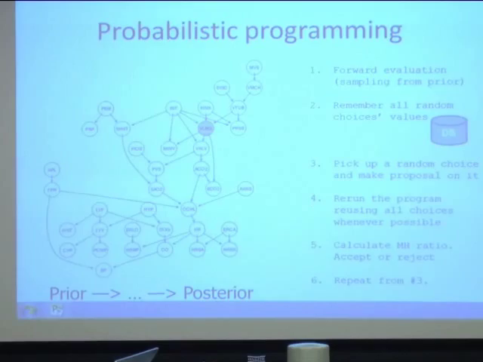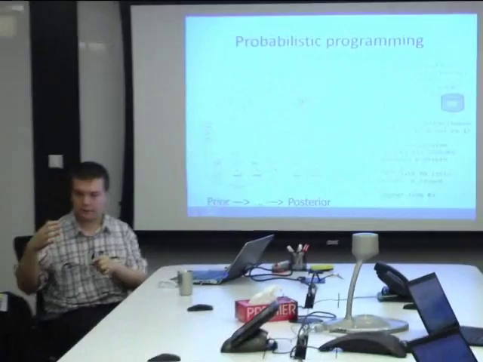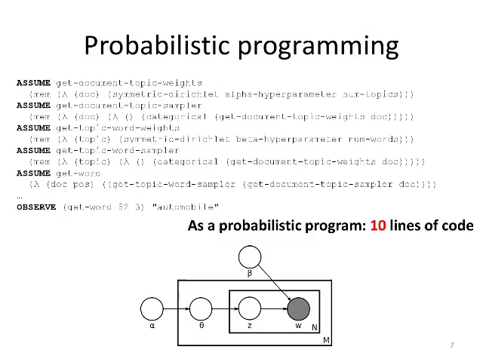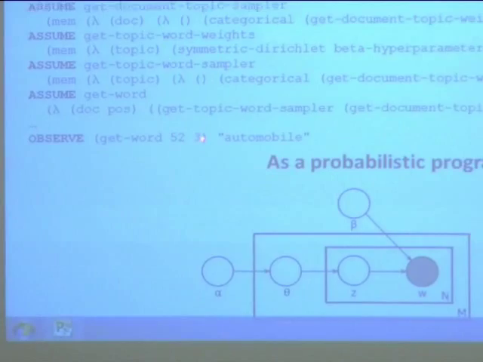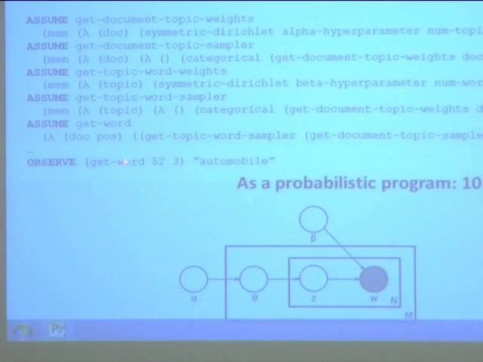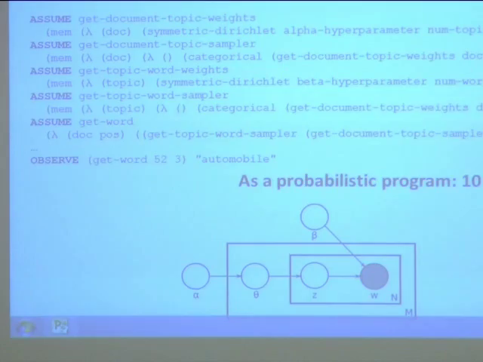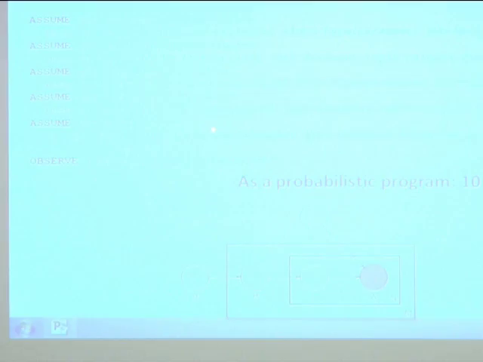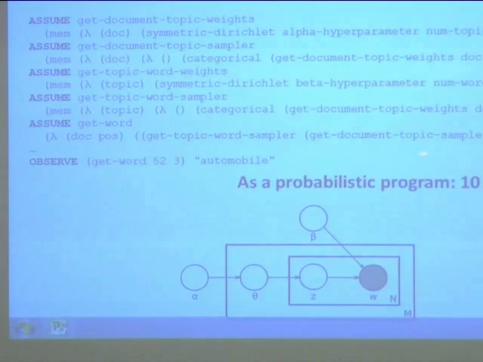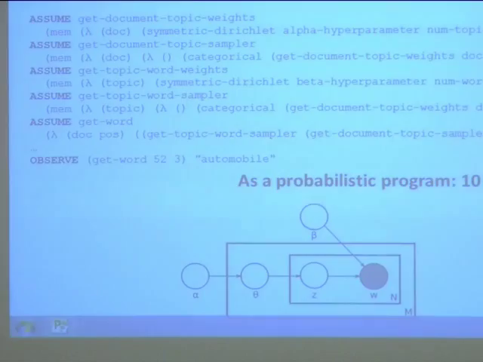What about observe statements? Observe statements are something which you also evaluate, but in the current settings, you just force the outermost random choice to be equal to some value. So let's return, for example, to this slide. You can see that we make a bunch of assumes, and then we have observe: get word for document 52 at position 3. And you observe the word automobile. You can see that get word is a lambda compound procedure, which in its body evaluates something else. So when you evaluate, all evaluation happens here, and just the last random choice, which can be forced, is being forced. Sorry, even in this case, it's not the outermost one.